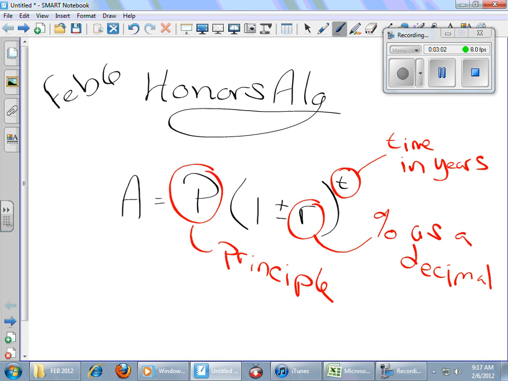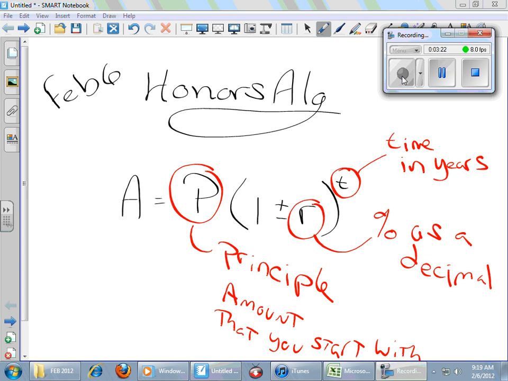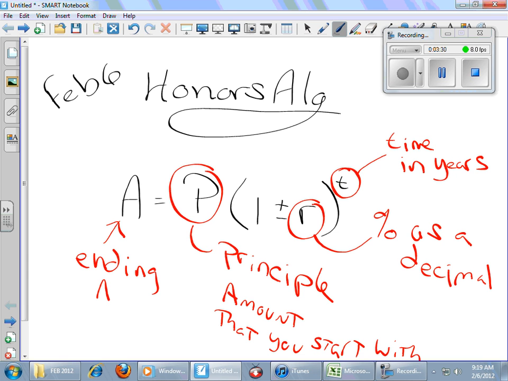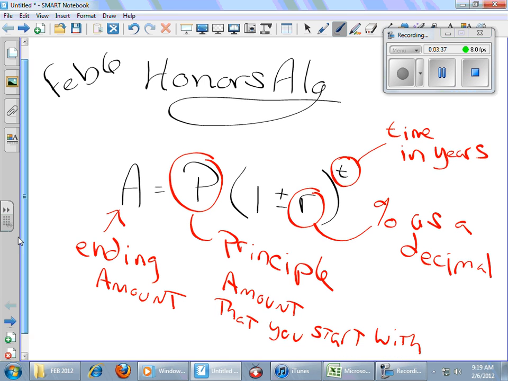This is the principal. This is the amount of money you start with, or the amount that you begin with. The amount that you start with. Okay. A is the ending amount. The ending amount. Right? And it's specifically after the T years. All right, let's see how to use this. This is super duper simple.